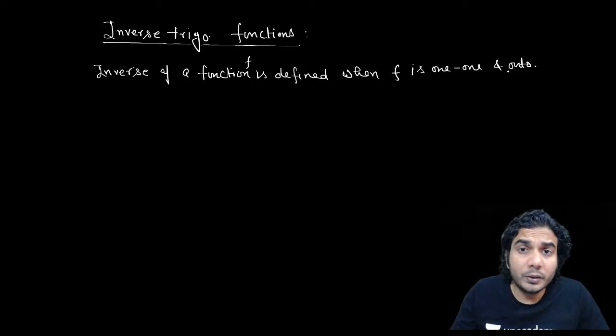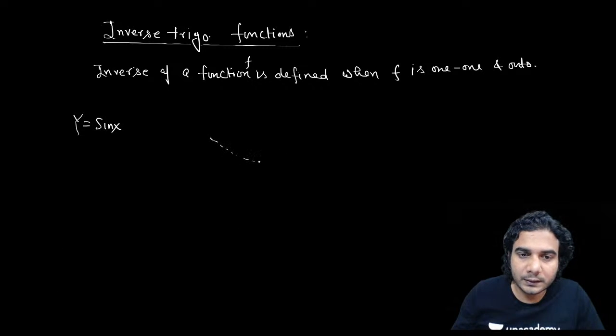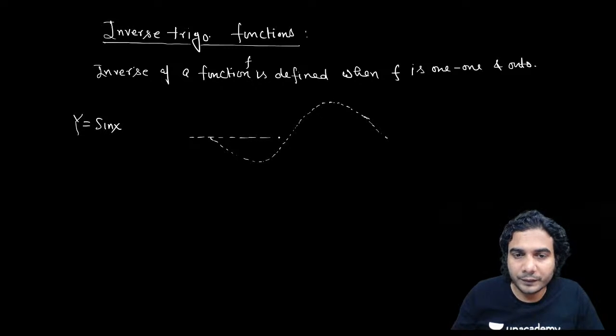But no trigonometric function is 1-1. So how do we make any trigonometric function 1-1? Let's talk about sin x. If you see y equals sin x, we know the graph of sin x is like this. It is a many-one function because it is periodic, and periodic functions repeat their values. Because they repeat their values, of course there will be many-one. 1-1 means you will get one value of y only once.